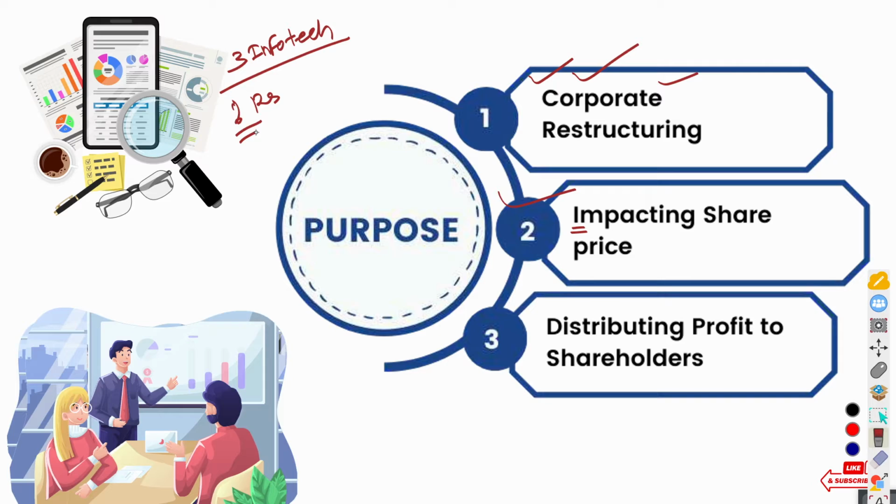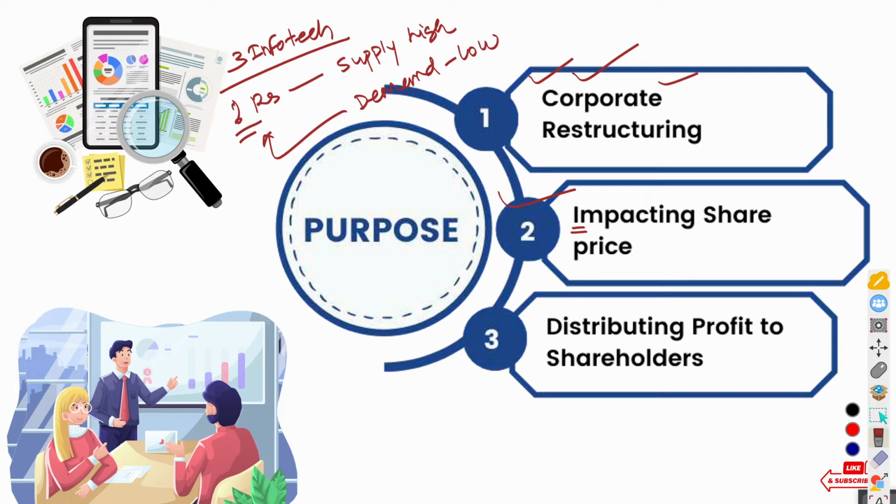So the board wanted appreciation in the share price, but unfortunately they couldn't see appreciation in the price for a long time, just because the supply of shares was high and the demand was low, meaning many investors weren't interested in 3i Infotech shares. That was affecting the demand as well. The price is basically a game of demand and supply. If the supply is high and demand is low, then you cannot expect appreciation in the price of shares.